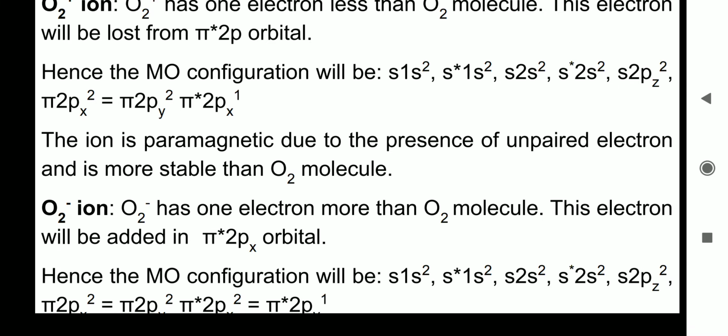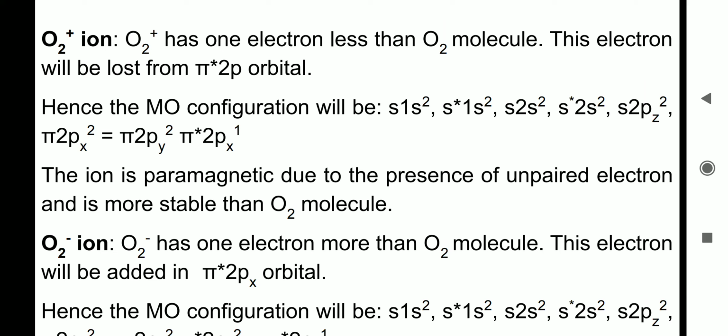And when we calculate the bond order for the O2 minus ion, it comes out to be 1.5, which means that it is less stable than oxygen, and it is also paramagnetic in nature because it will contain 1 unpaired electron. This brings us to the end of this lecture.